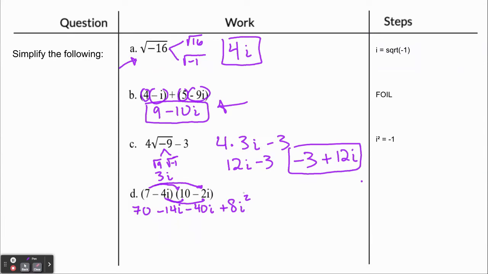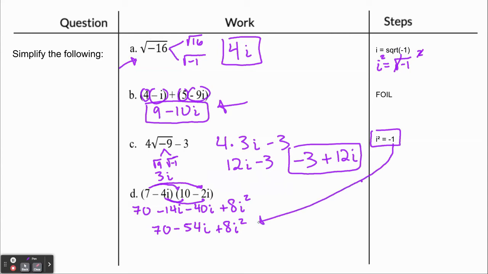Now we can combine like terms to give us 70 minus 54i plus 8i squared, but we're not actually done yet. The reason for that is because I know we talked about before that i is equal to the square root of negative 1. So that means that if I'm taking i squared, remember if I square a square root, these two things cancel out, and i squared just gives me negative 1. So I can substitute negative 1 where I see i squared.